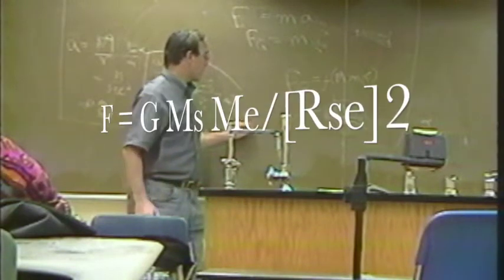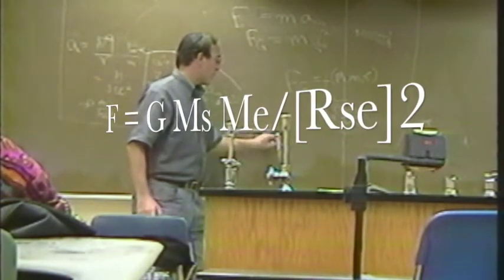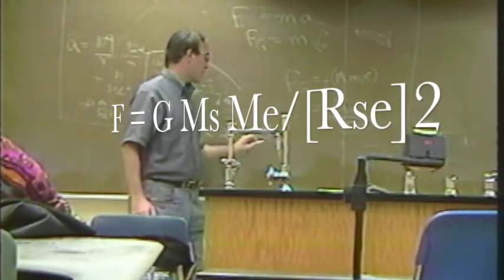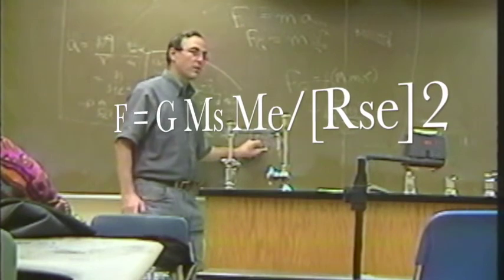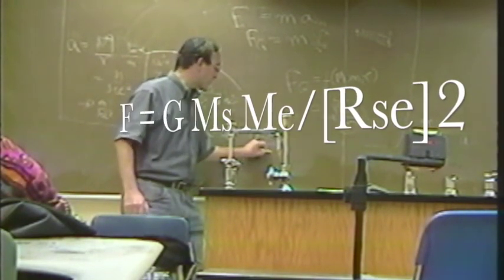We have the force of gravity between the sun of mass m_s and the mass of the earth, m_e, over r squared, where r is what? R is the distance between the sun and the earth. The orbit, so r sun-earth, let's say.